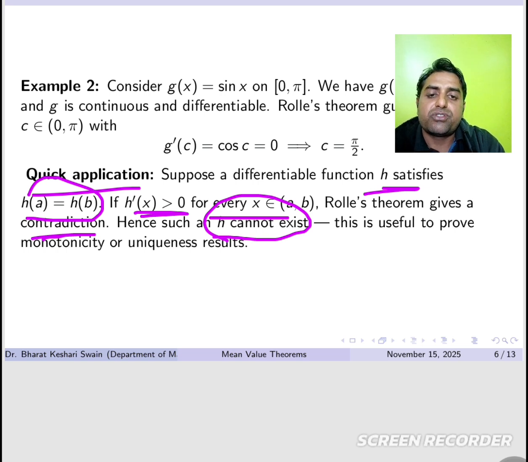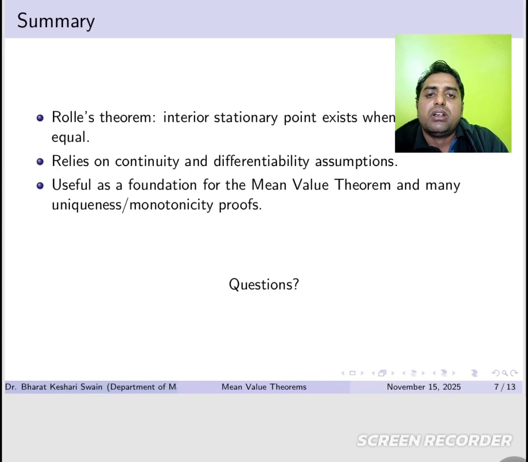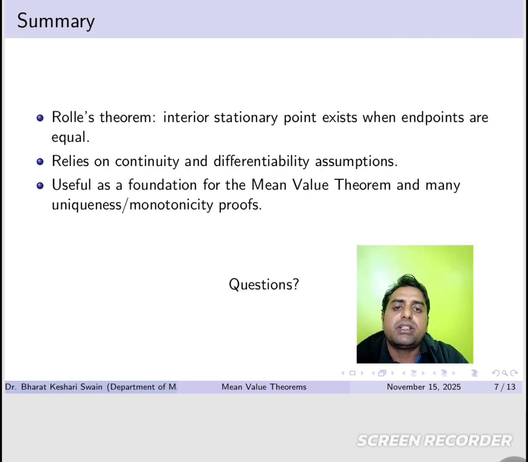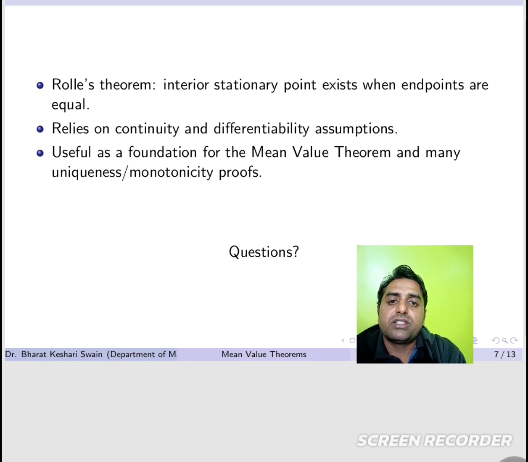So this is very useful to prove the uniqueness of results. Now, what is the summary of this? An interior stationary point exists when endpoints are equal. That is, f of a equals f of b, and f dash c will be 0. That is your interior stationary point, and it will exist when endpoints are equal. Secondly, it relies on continuity and differentiability assumptions. And third, it is useful as a foundation for the mean value theorem and the uniqueness of proofs.